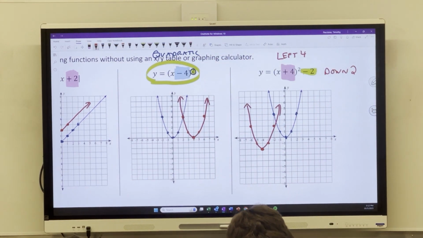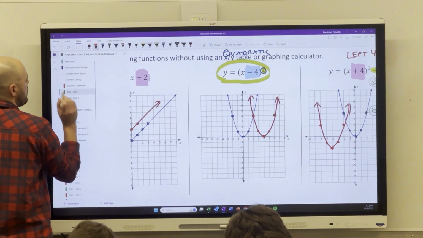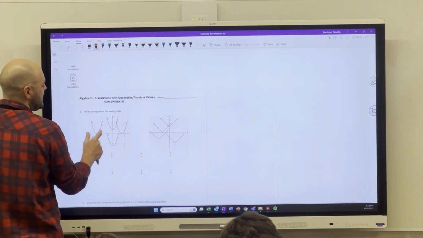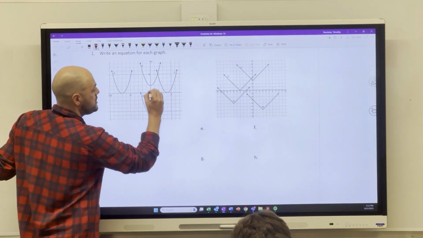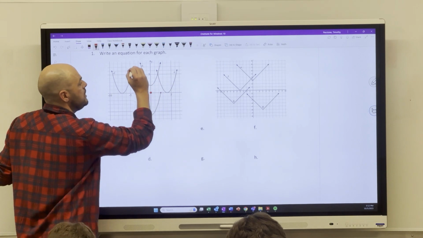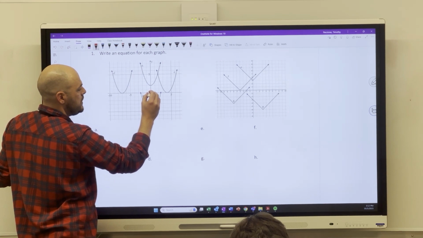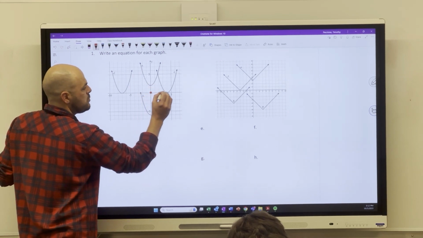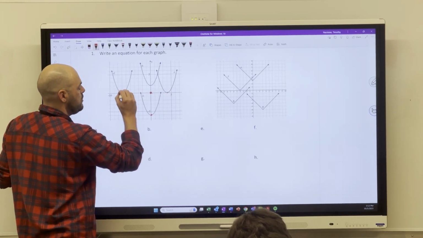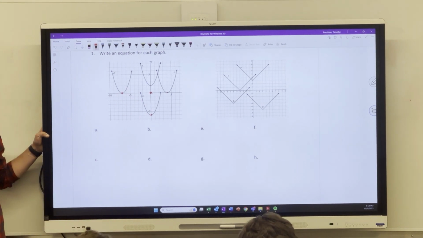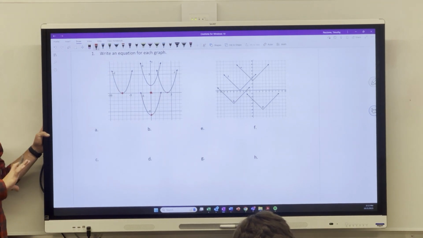All right, now on your homework, it's asking you to write an equation for each one of these graphs, right? So you gotta think to yourself, okay, I know this is 0, 0, and my parent function would be here. So where did this move? So for example, this one went up 2. This one went right 4. This one went down 6. This one went left 7, right? So let's take D for example. It went left 7.